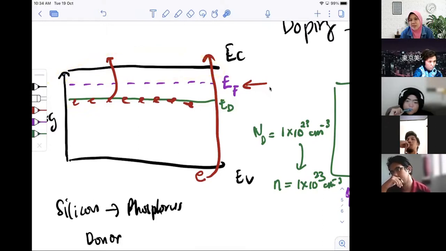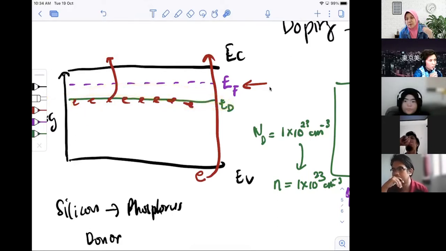Therefore, there's a very large difference between the energy for an electron to be excited from the valence band to the conduction band and from the donor level to the conduction band. That's why at room temperature, we have a lot of free electrons when we dope with donors, because all of them are already excited. So where are the extra electrons in the conduction band for n-type coming from? They come from here.